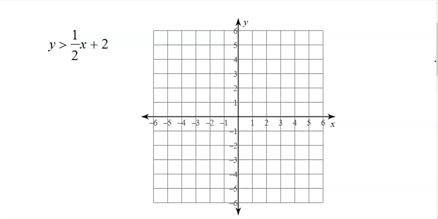Alright, so we're going to look at graphing inequalities, and it works just like when we were graphing lines. The only difference is we have to pay attention to the inequality, because that's going to change how this line is going to look. Otherwise, everything works pretty much the same.